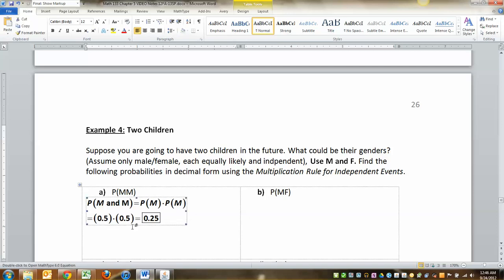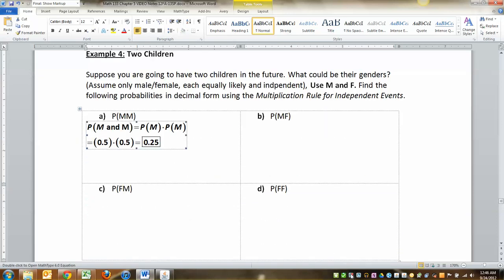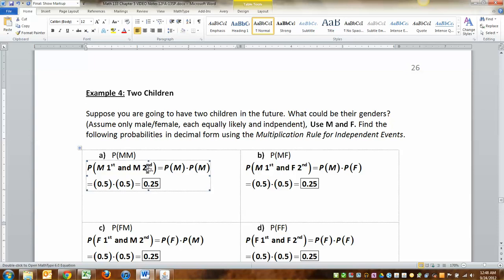Okay. All right, let me pause. I'm going to fill in all the rest of these. They're going to work the same way, though. All right, there we go. So I kind of cleaned it up a little bit. It's male first and male second.